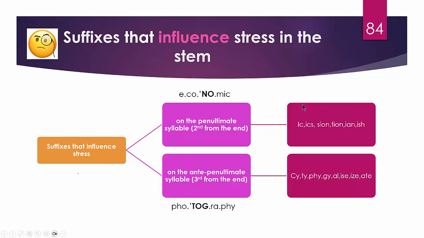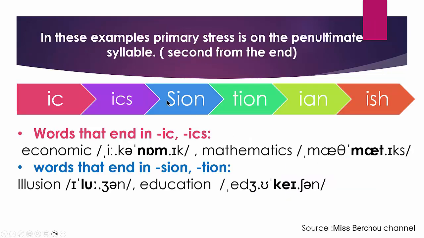Okay, so you have to memorize it and you will be fine. Okay, in these examples, primary stress is on the penultimate syllable, second from the end. We have ic, sion, tion, ian, ish. It's like I'm speaking Chinese. Words that end in ic, like economic. See here, economic, the end, and 1, 2. This is the primary stress. Okay, like mathematics. Here, ics, 1, 2.